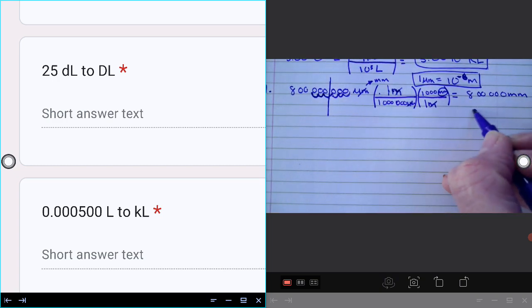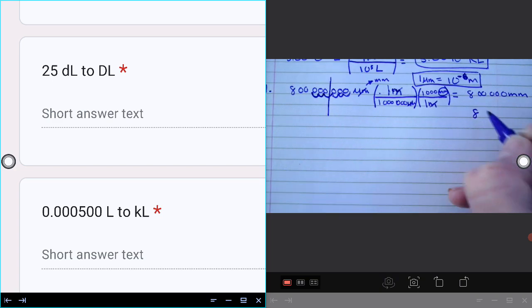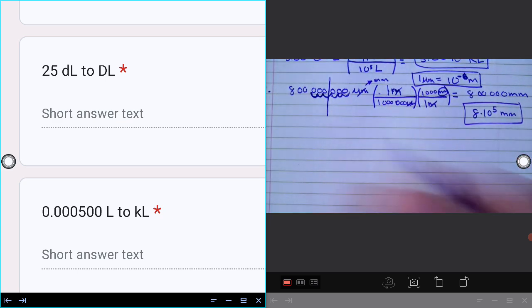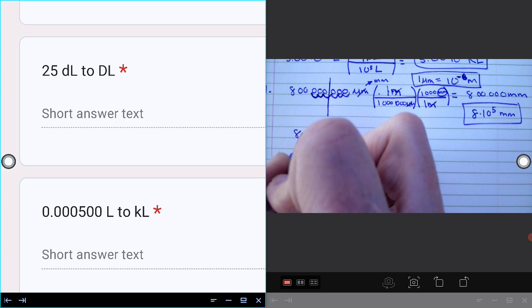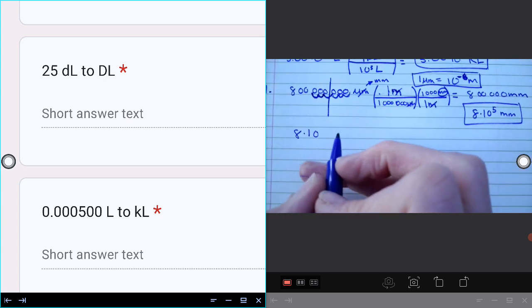Let's put in scientific notation. Sorry, 8. And how many sig figs did I have in my given? Just 1. So times 10 to the 5th. Now, if I had done it the long way, the other way, ignore me if you don't want to do this and go on to the next one.